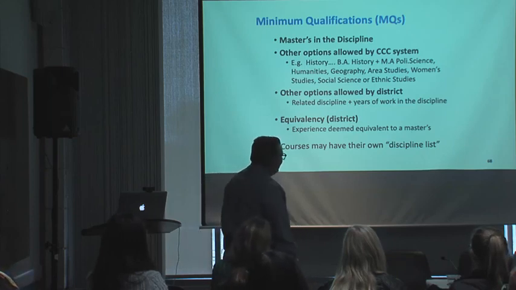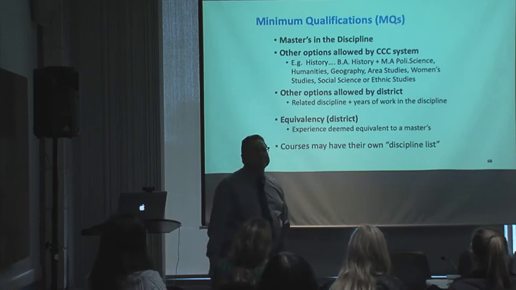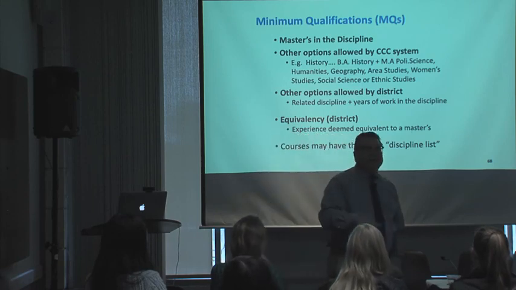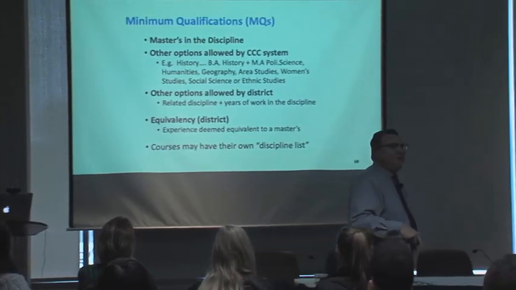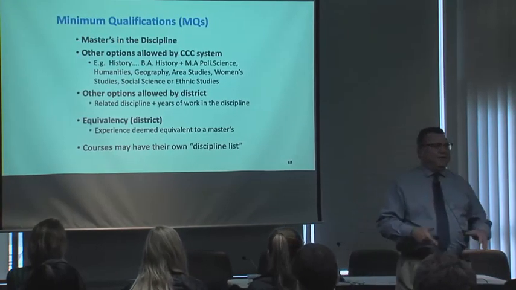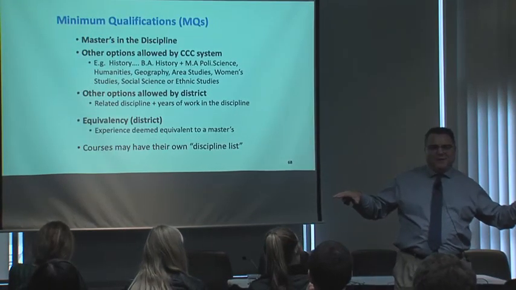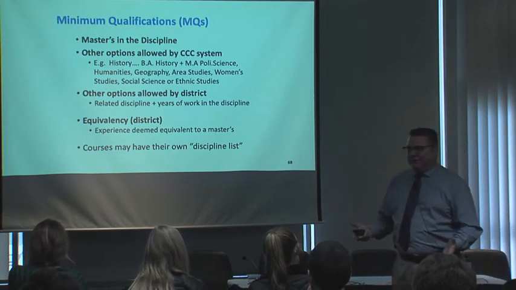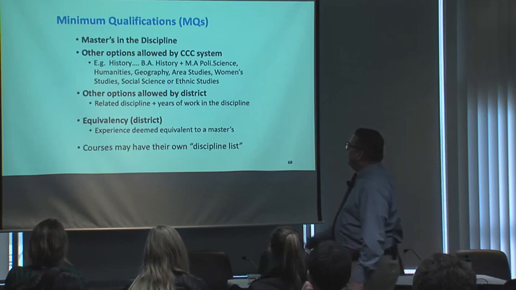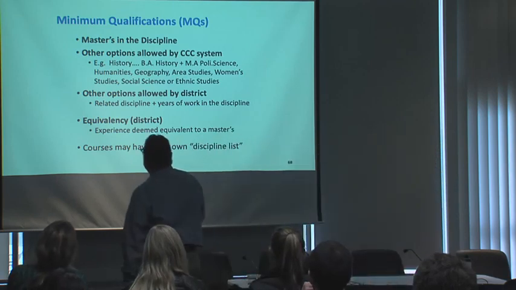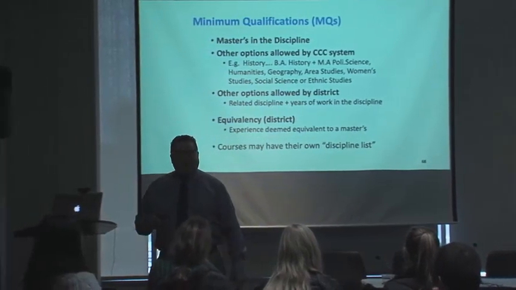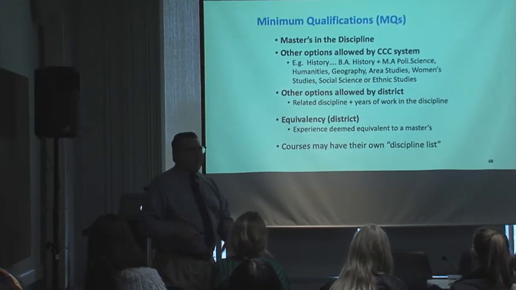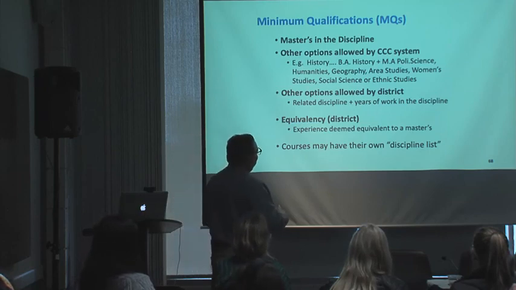Okay. All right. So now you know a little bit about what we do. So how do you get in there? The minimum quals, or MQs, are a master's degree in the discipline. That is statewide. Not a PhD, just a master's degree in the discipline or equivalent. Now, the state realizes that a history class doesn't have to be taught by someone with a master's in history. There can be other venues or other ways to get to that equivalency.